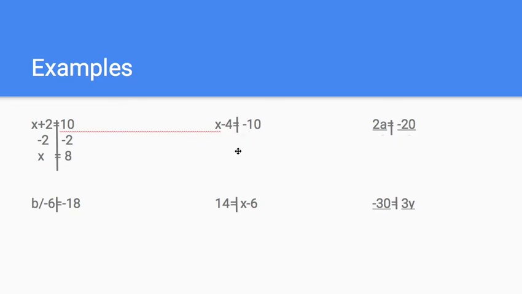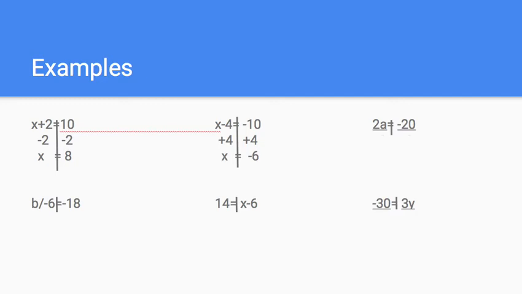Now let's look at the next one. x minus 4 is equal to negative 10. I just look at the side that has the operation. So I have x minus 4. I undo subtraction by adding. So I'm going to add 4 to both sides. And that's going to give me, on the left-hand side, x minus 4 plus 4. Minus 4 and plus 4 cancel each other out, leaving just x. Negative 10 plus 4 is negative 6. So this gives me x is equal to negative 6.